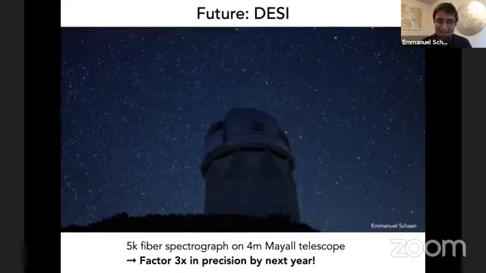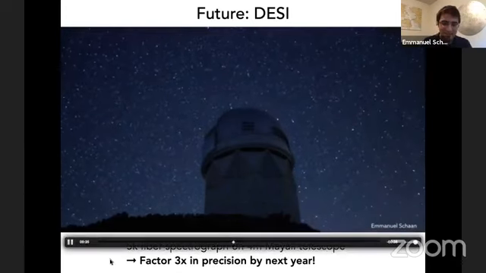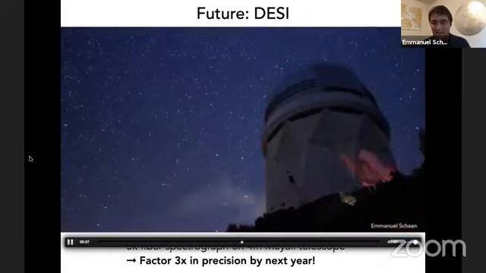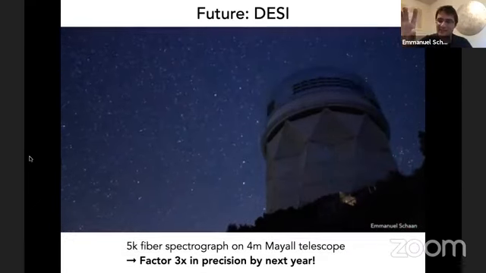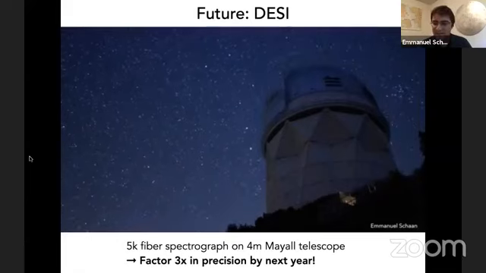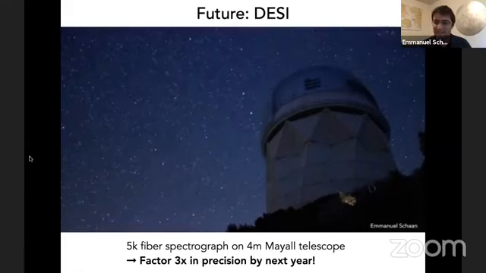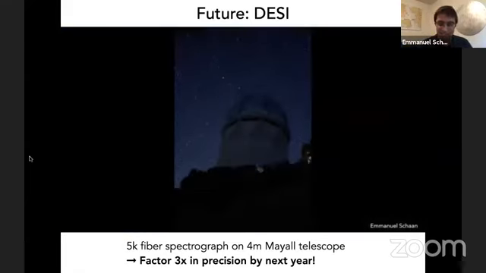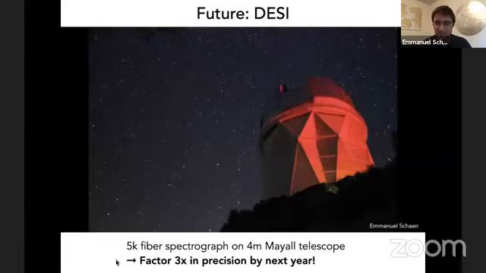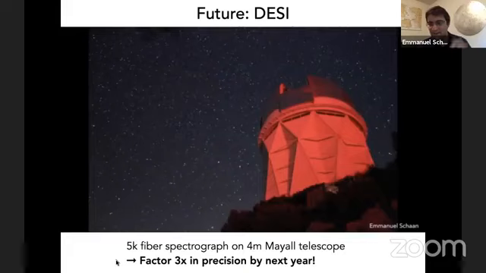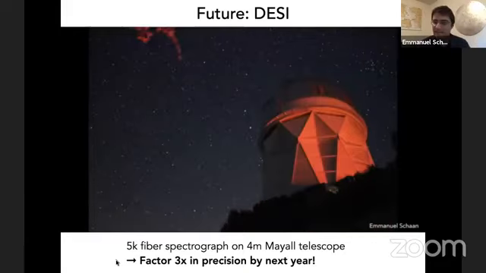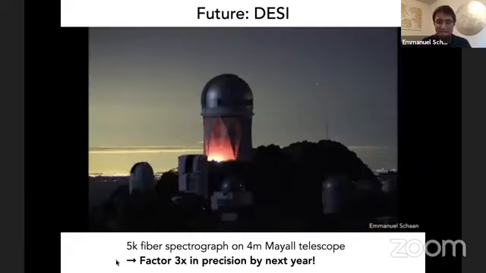It's a 5,000 fiber spectrograph. What this means is that in any single image, in any single exposure that this telescope takes, you are looking at 5,000 galaxies simultaneously. And what this means is that about a year from now, we'll have so many more galaxies that the precision in our images of the shadows is going to increase by a factor of 3. So wait a year and those images will get a factor of 3 times sharper. So that's the improvement on the galaxy side.